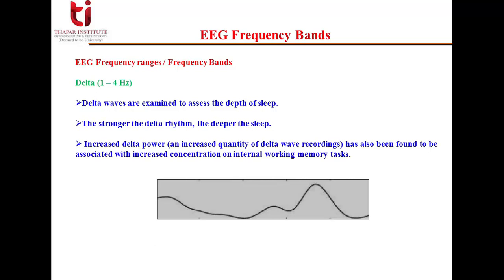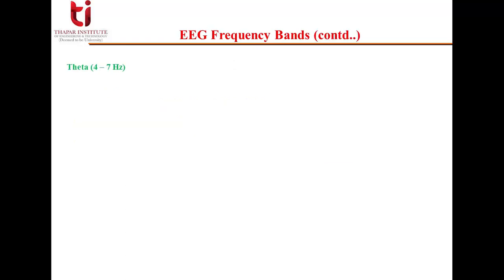Increased delta power, or an increased quantity of delta wave recording, has also been found to be associated with increased concentration on internal working memory tasks. Next is the theta wave, corresponding to the range of 4 to 7 Hz.